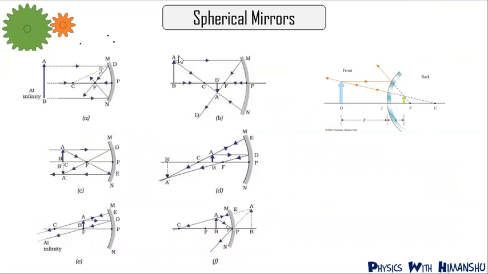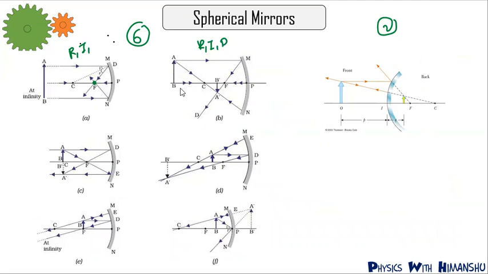So we have 6 diagrams for concave mirror and only 2 diagrams for convex mirror. In concave mirror, in this case, the image is real, inverted and point sized. You can see the image is a point. So if the object is at infinity, the image will be a point. In the second case, the object is beyond C and the image is between C and F. This is real, inverted, and a diminished image.